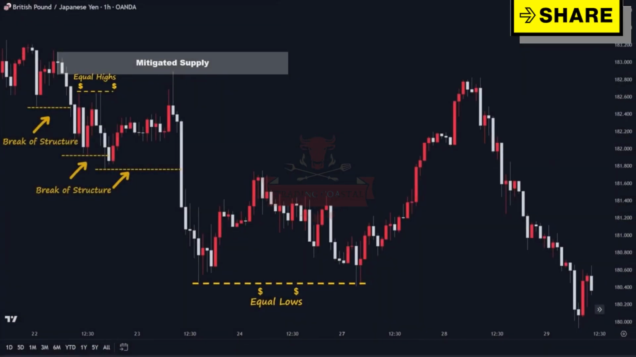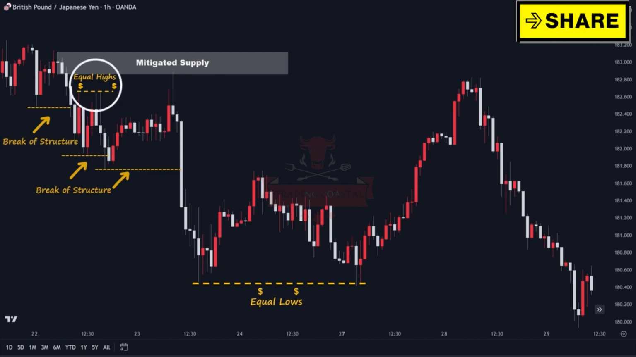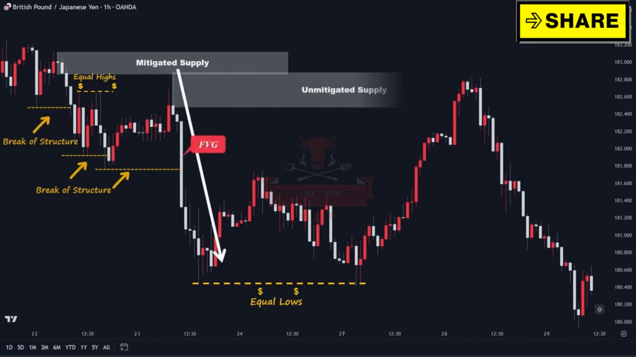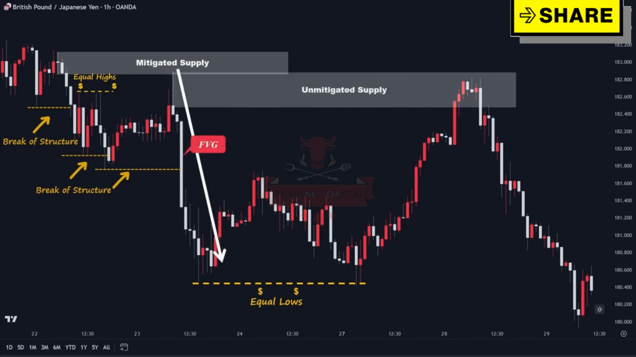Here, we have a 1-hour pound-yen chart displayed on the screen. As you can see, the price's general direction is bearish, and it has formed a series of downward breaking structures. Price has cleared the liquidity above these equal highs. After mitigating this demand zone, it reversed its direction and moved downward with momentum, leaving a significant inefficiency behind.